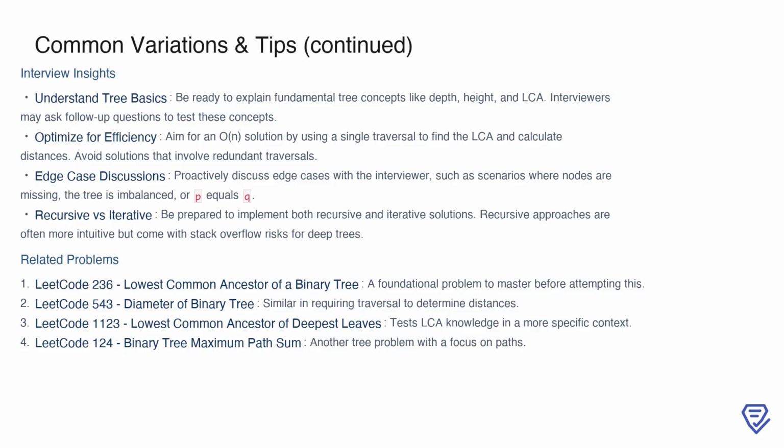Finally, it's a good idea to practice related problems. For example, problem 236 focuses on finding the LCA, which is a key building block for this problem. Problem 543 deals with calculating the diameter of a binary tree, which also involves tree traversal and distance calculations. Similarly, problem 1123 tests your LCA knowledge in a more specific context, while problem 124 emphasizes path calculations. Mastering these will strengthen your problem-solving skills.